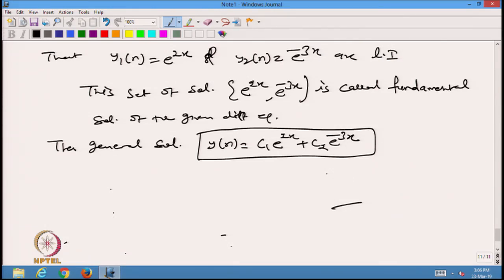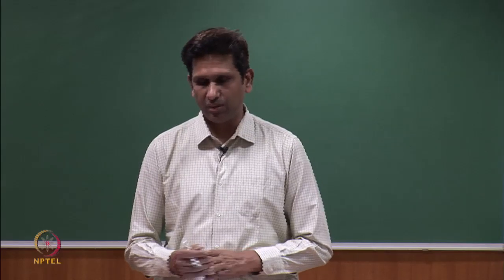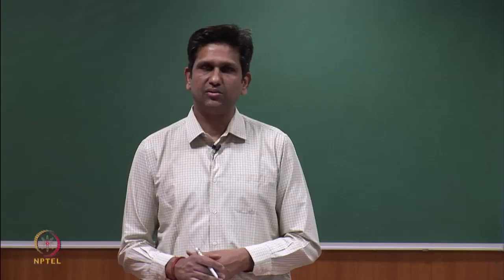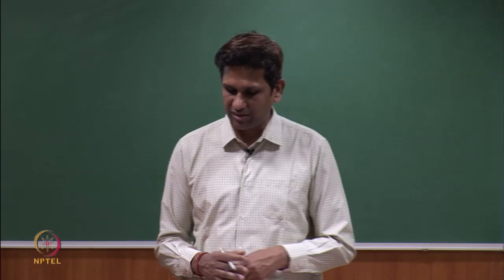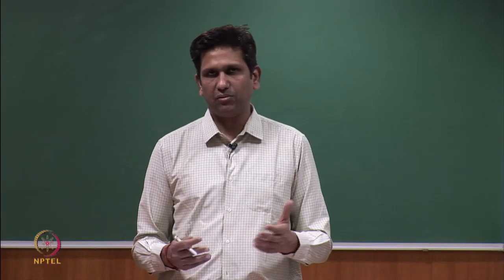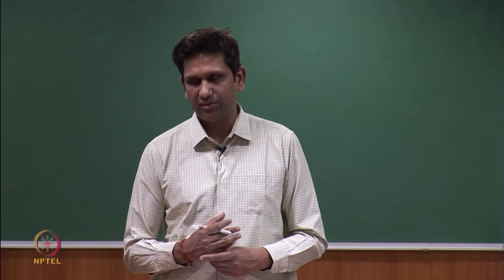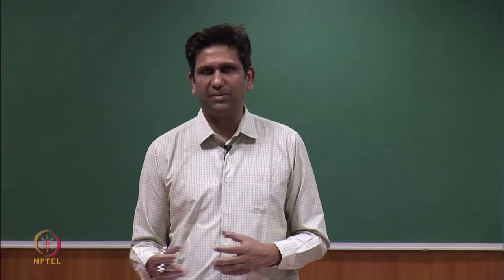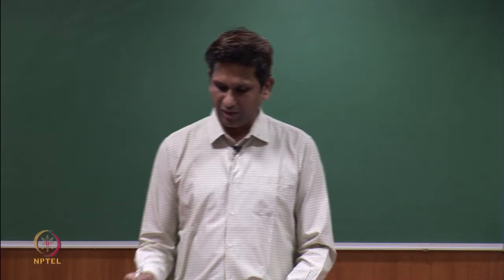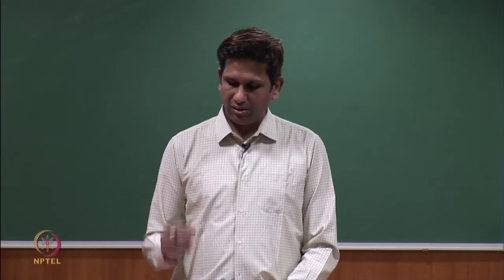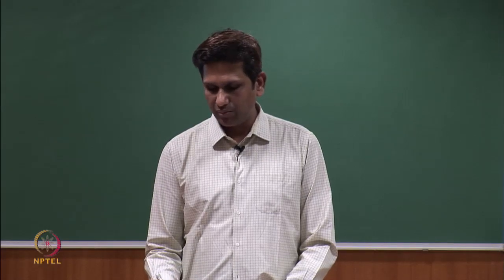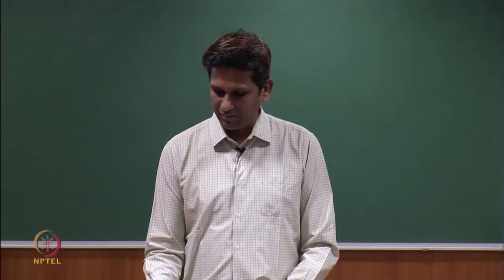This is a second order equation, so it should contain two arbitrary constants, c1 and c2. Basically, these linearly independent solutions make the space of functions, if you have some idea about linear algebra. They create the vector space of functions, and these are the bases of that vector space. So, any solution will be a linear combination of these two solutions. That is my general solution.